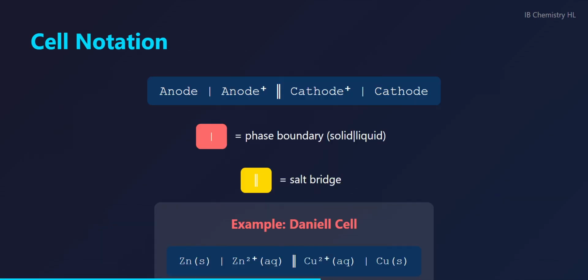We write cell notation in the form anode, vertical line, anode electrolyte, double vertical line, cathode electrolyte, vertical line, cathode. For example, the Daniell cell is written as Zn(s) | Zn2+(aq) || Cu2+(aq) | Cu(s).